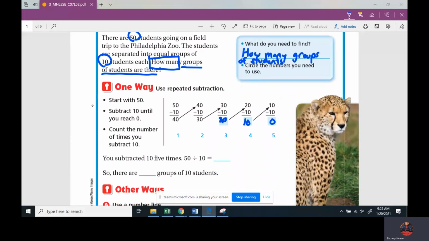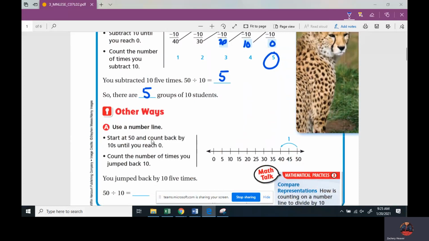So look, 1, 2, 3, 4, we have 5 problems. So we subtracted 10 5 times. So what's the answer? 50 divided by 10, Adeline? Not 0. Look. 5. And I know if I do it backwards, 5 times 10 is going to make exactly 50. So there's 5 groups, okay? 5 groups.